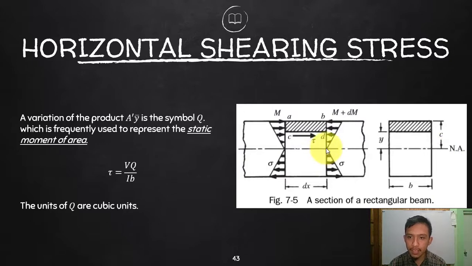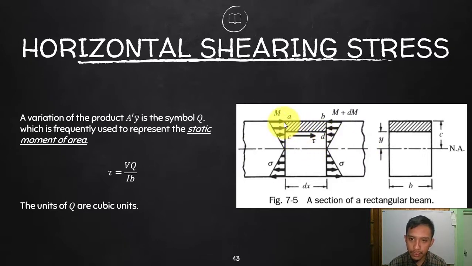So as we go further away from the neutral axis, the horizontal shearing stress is changing. Imagine this: let's say I consider the entire area up to your neutral axis. You will have a smaller y bar, but the area is bigger.